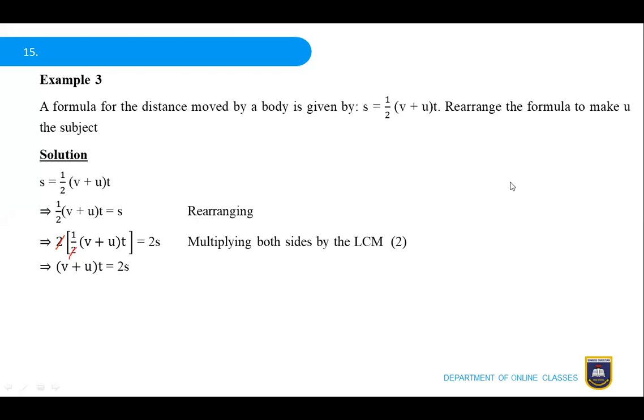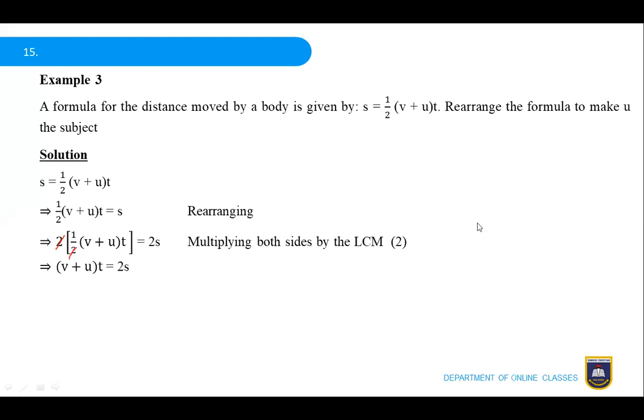Tiola. Yes, Tiola. I can't hear you. So I got U equals 2x minus TV all over T. Come again. U equals 2x minus TV all over T. You are correct. Your answer is correct.